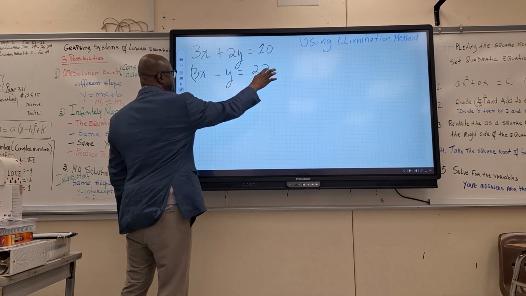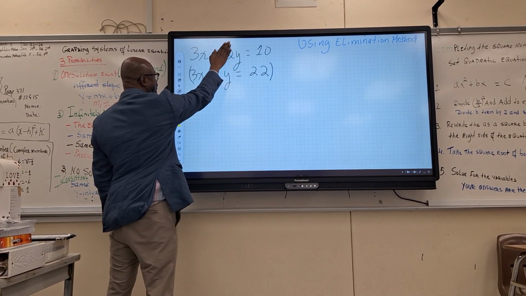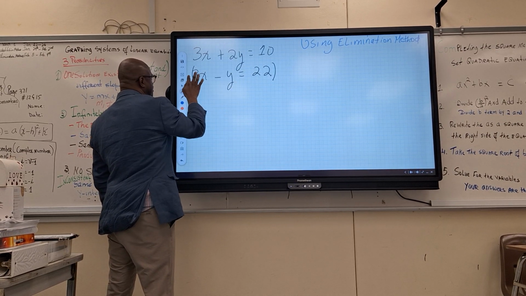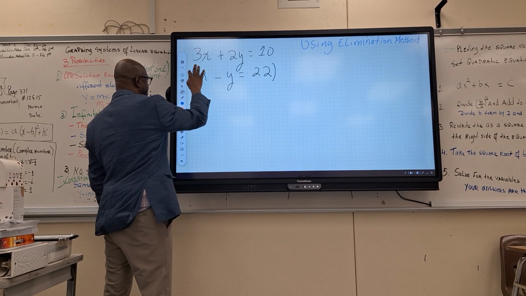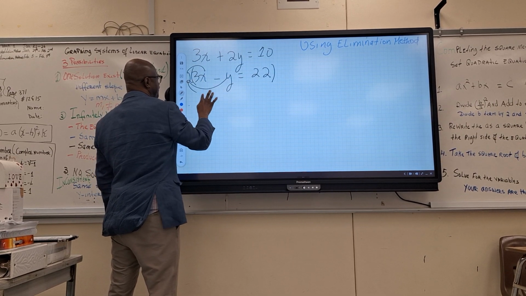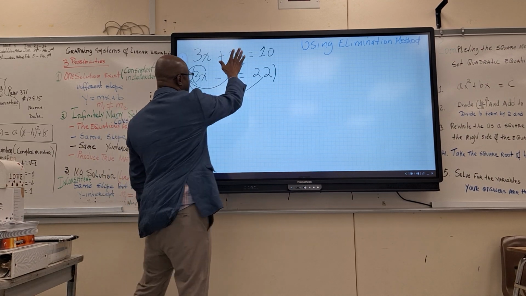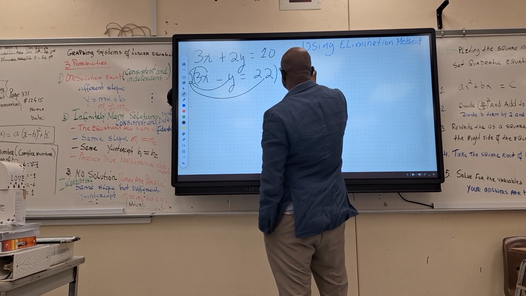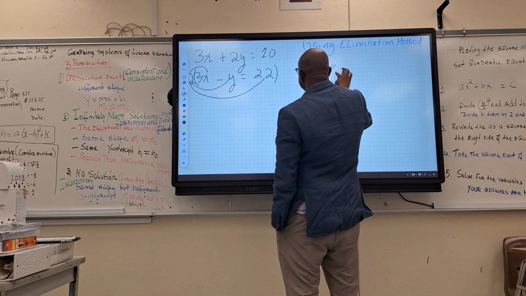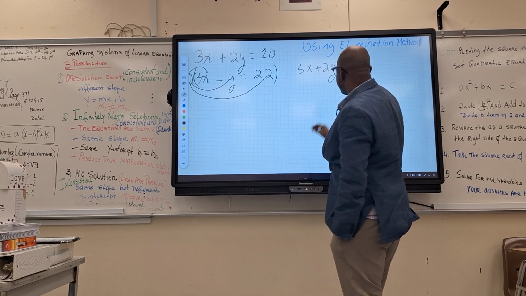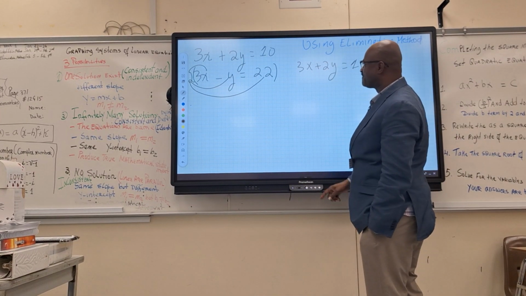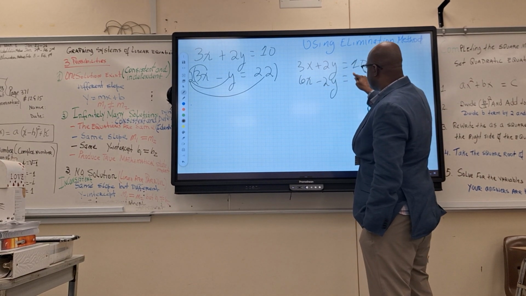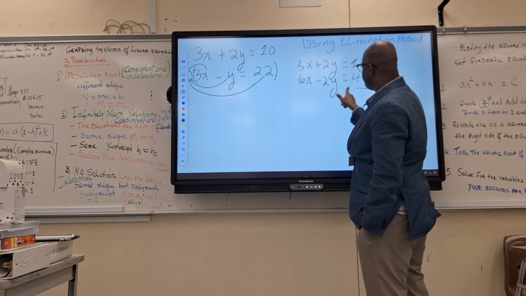Since we cancel y out, but if I was doing it now, we cancel x. So that's your call. So this is a positive 2y. The only way the y can cancel out is if this is a negative 2y. Therefore, we multiply this by 2. Then we distribute for this one. Alright? Meaning that the top one stays as is. You don't do anything to it, so you just write it out. Then we distribute for the second one. We'll end up with what? 6x minus 2y is equal to 44.